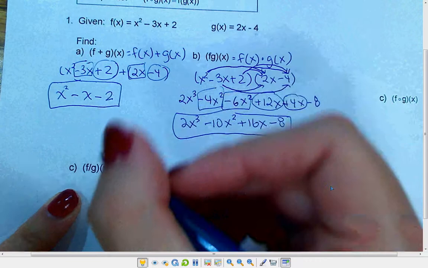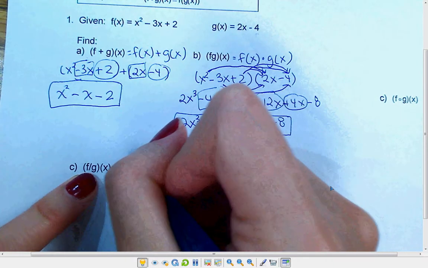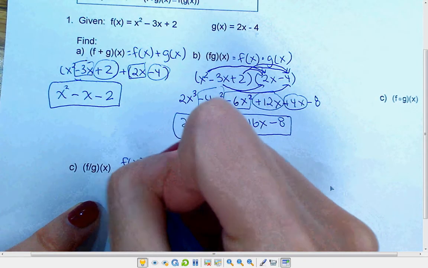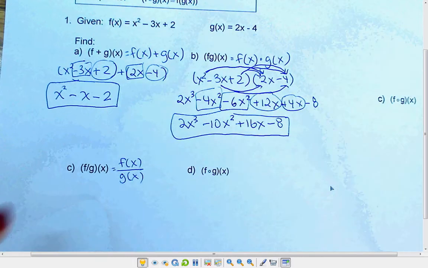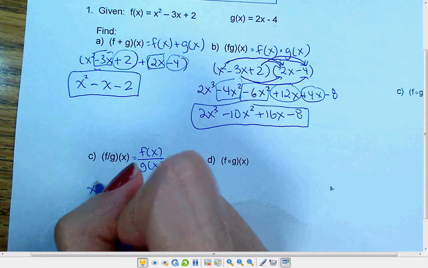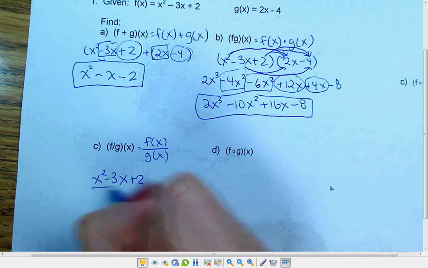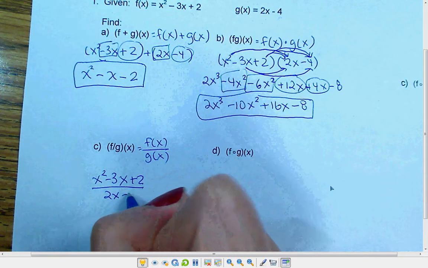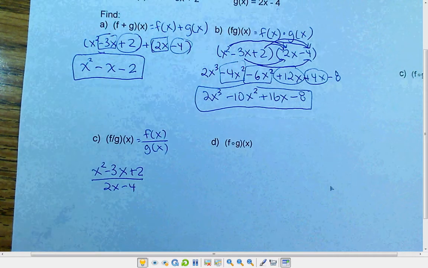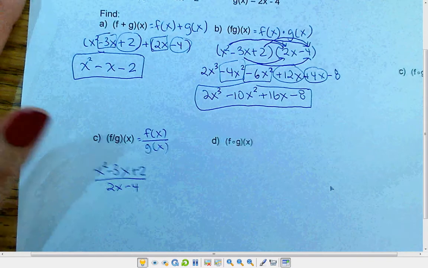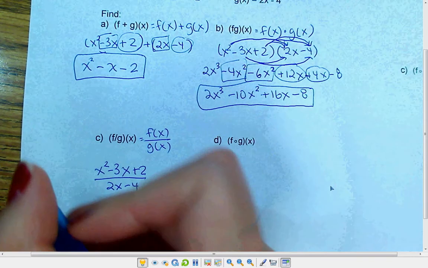Okay, C now is a quotient. So this is f of x divided by g of x. So f of x is x squared minus 3x plus 2. g of x is 2x minus 4. So this is now where we're going to factor because we're trying to cancel some stuff out of both the top and the bottom. So let's start off with the numerator.